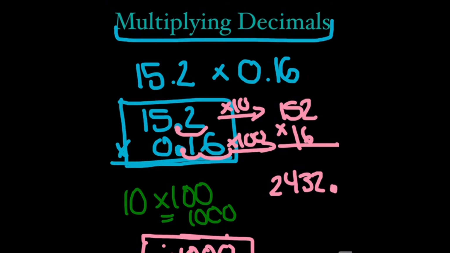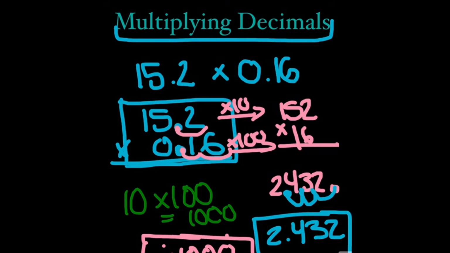So this is our decimal place, right? It's always at the end. If I put it here, that's times 10. But right in between there, that's 100. Right over here, 2.432. That's your final answer.